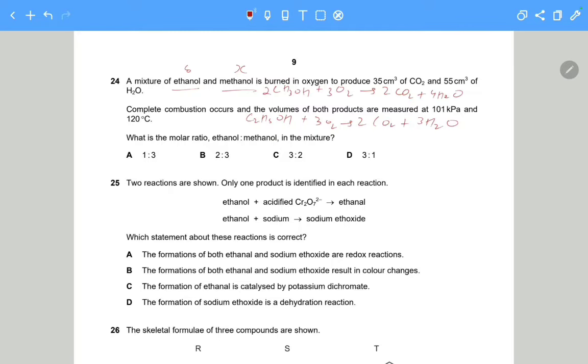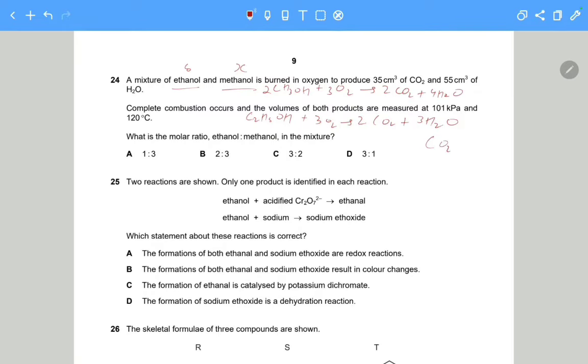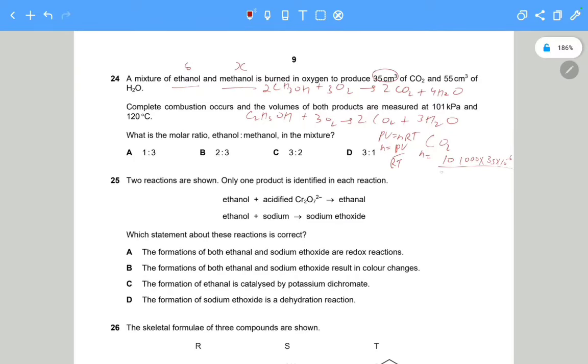and we can do that by first calculating the number of moles of carbon dioxide produced in total. So we use the equation PV is equal to nRT, which is the ideal gas equation, and n is equal to PV over RT. Remember, temperature is in Kelvin, not in degrees Celsius. And yeah, so n is equal to 101,000 times 35 times 10 to the power of minus 6 because we are using SI units in this equation always. So they've given the volumes in cm³, we have to use them in m³. So that's where the 10 to the power minus 6 comes from.